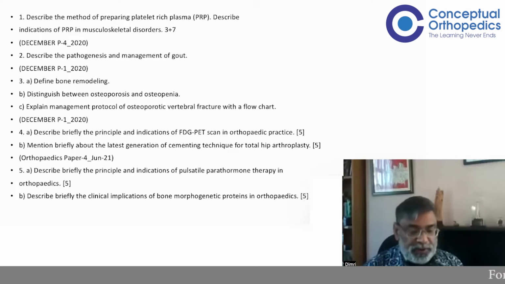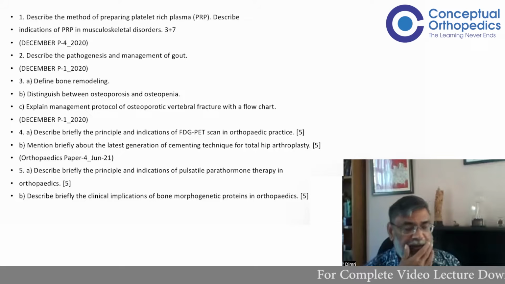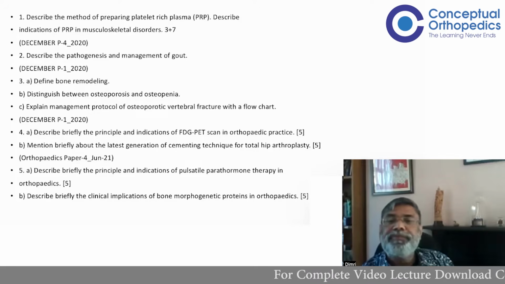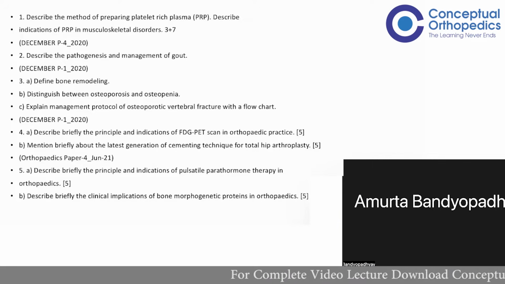Okay, so these are the questions I was told were given to you, and we will discuss these questions. So first of all, Amrita, just read the question and then we'll go through them. Sir, number 1 is describe the method of preparing platelet-rich plasma. Describe indications of PRP in musculoskeletal disorders.